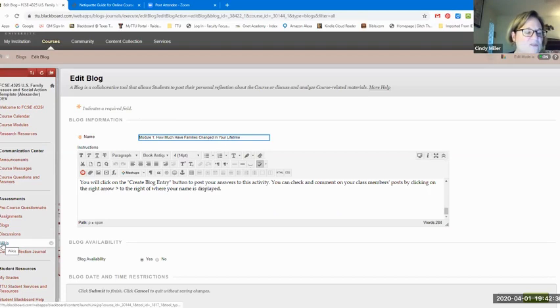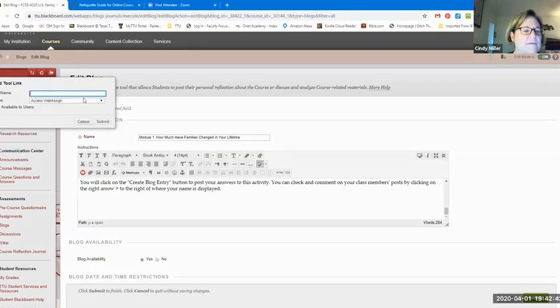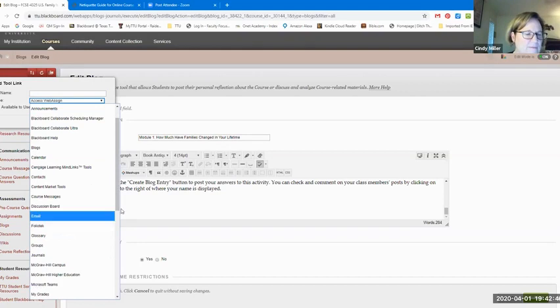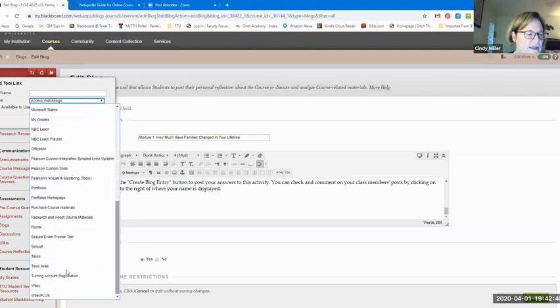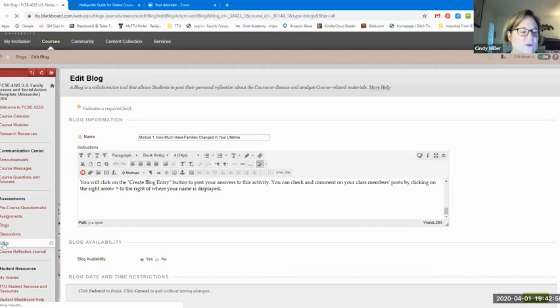Down here is wikis. Again, you can choose it up here as the tool link and then choose wikis, which shows down here at the bottom. You keep the drop-down open long enough there, and then you make it available to users. And so that's what I did here. So here are my wikis right here.